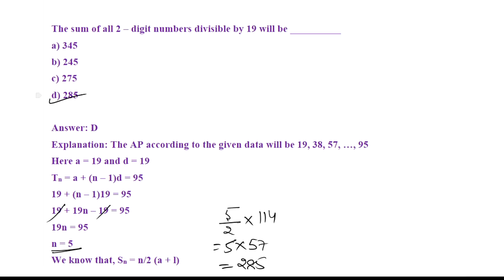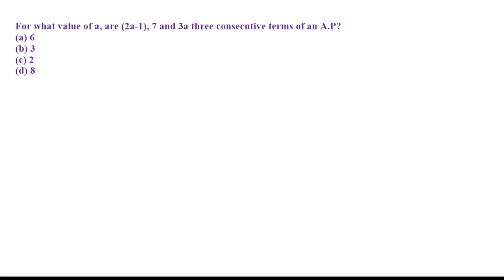I'm sure you would have no doubt till this particular question. Let's try to take a few more questions based on this. Okay, coming to the next question. For what value of a are the terms 2a minus 1, 7 and 3a 3 consecutive terms of the given AP? What is the value of a? This is the first term, 7 is the second term and this is the third term.